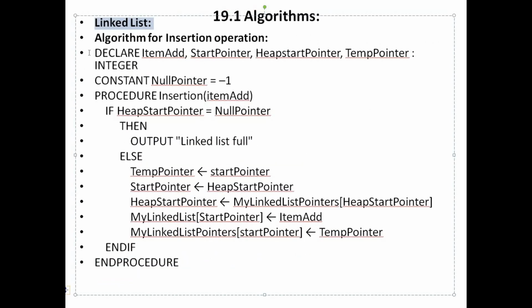For linked list, if you have to insert something in a linked list, then you are going to need an item add, you're going to need a start pointer, a heap start pointer or a free list pointer, and a temporary pointer. Then you are going to need a constant null pointer equals to -1. You are going to need a procedure for this. Procedure insertion item add. If heap start pointer equals to null pointer, then output linked list is full.